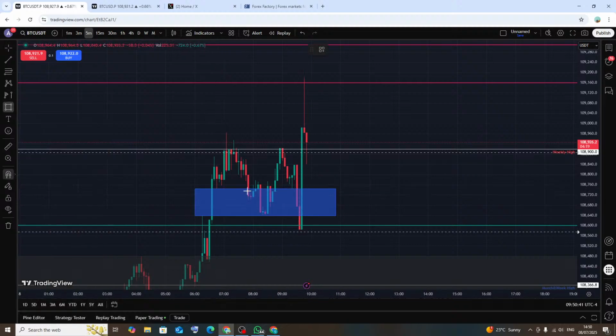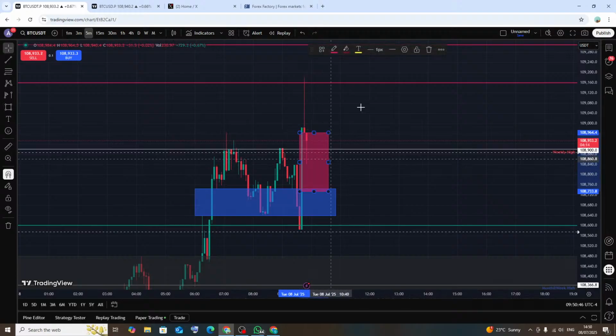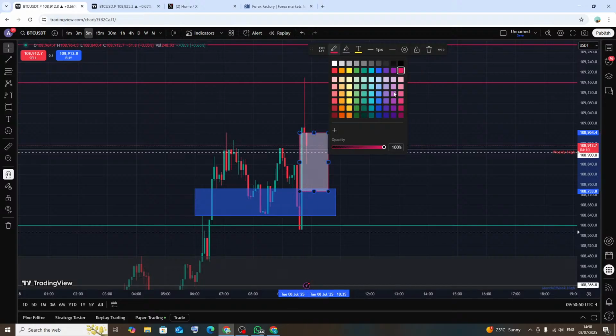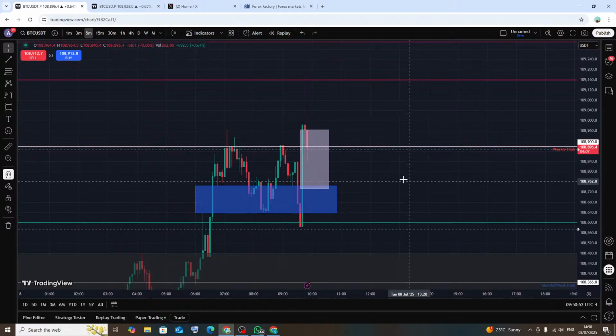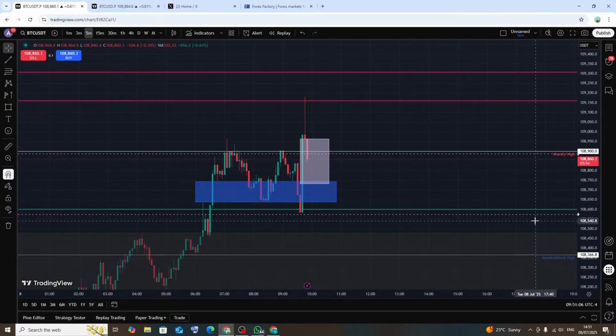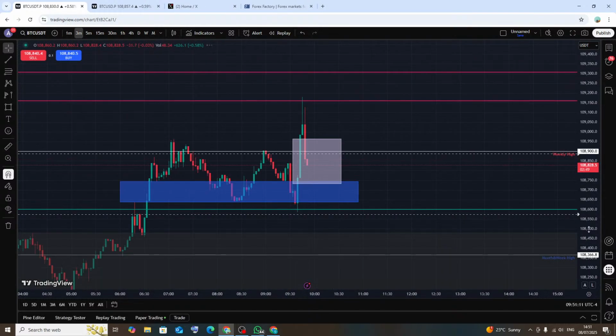Let's see if it inverts this 5-minute time frame fair value gap. Or for the bullish case scenario, it should hold. If it has to go down from here, this is the top, man. This should be the top. But we are waiting for the close, man. It is very important to wait for the close. On the 3-minute time frame, yeah, this is the fair value gap.